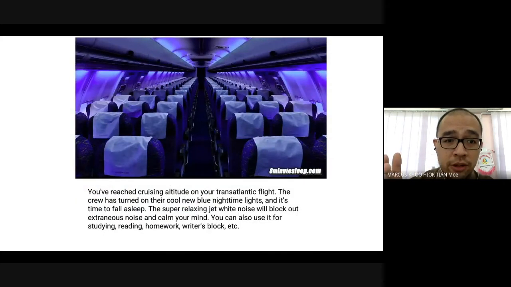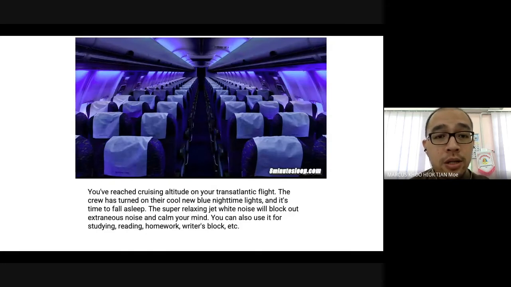You can even sit on a plane, or you can sit on a bus or whatever, and you can't really hear the sound of the engine of the plane or the engine of the bus. Okay, so this is another one. You've reached cruising altitude on your transatlantic flight. So on flights, the crew has turned on their cool new blue time night lights and it's time to fall asleep. The super relaxing jet white noise will block out extraneous noise and calm your mind.